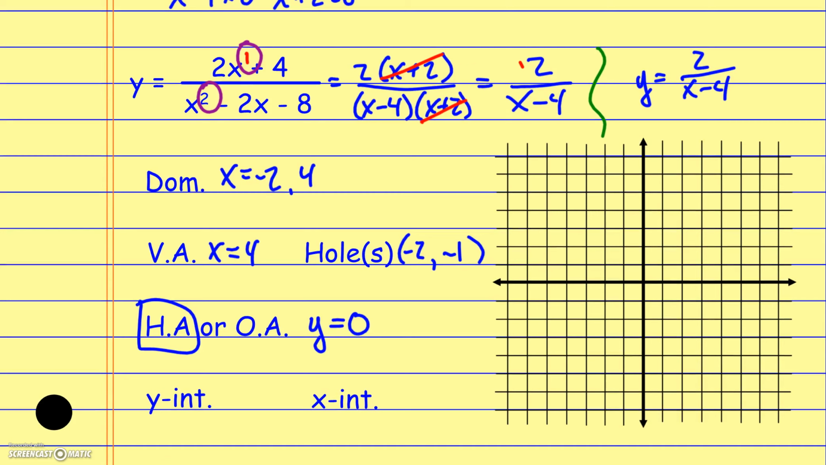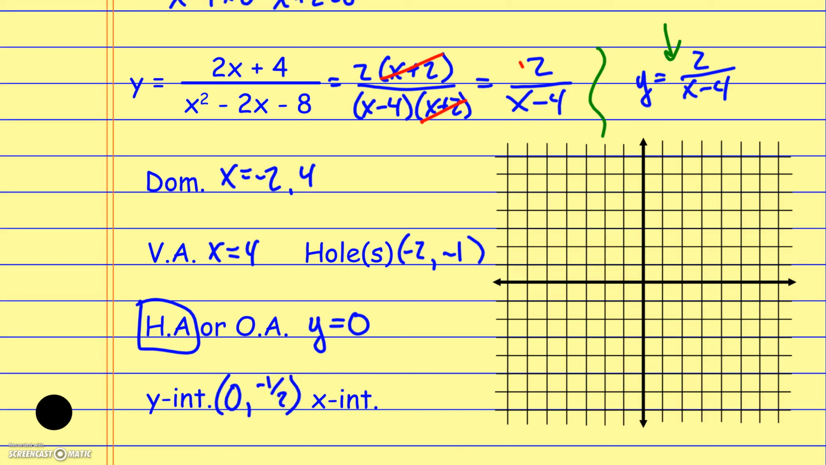And now from here, x and y-intercept, same thing. The y-intercept is when I plug a 0 in for x. And again, I'm going to go to my simplified version. There's no reason to plug it into the original. I'm going to go to the simplified version. And if I plug a 0 in for x right here, I get 2 over negative 4, which is a negative 1/2. So it's 0, negative 1/2.